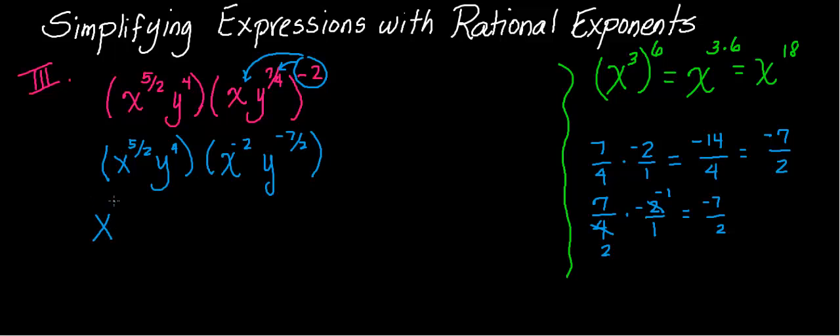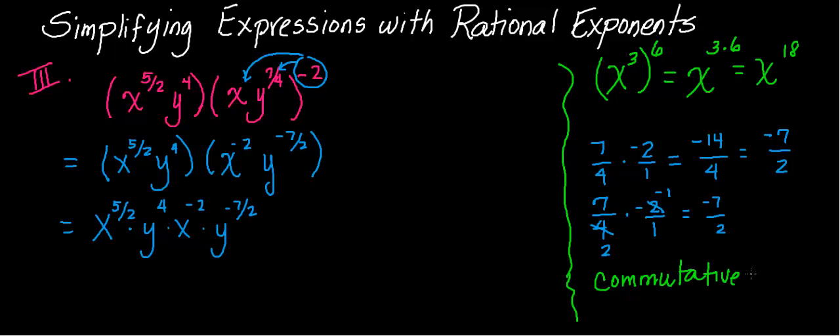I can write x to the 5/2 power, y to the 4th power, x to the -2 power, y to the -7/2 power. You see, they're all being multiplied. Now I'm going to rearrange these terms and put the x's next to the x's and the y's next to the y's. And I can do this because there's a property that's called the commutative property. The commutative property says that it's the same thing to have x times y or y times x.